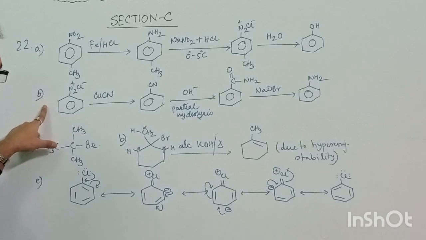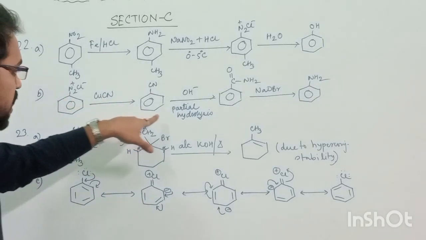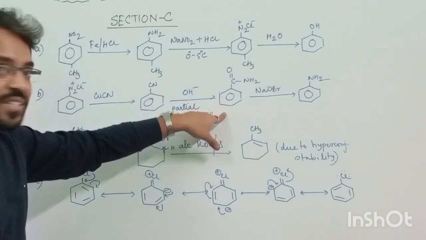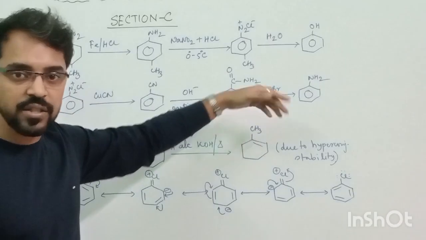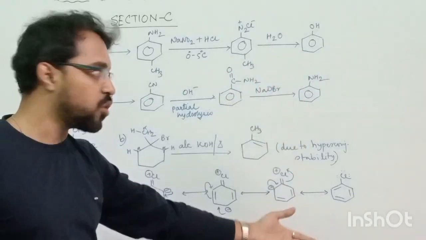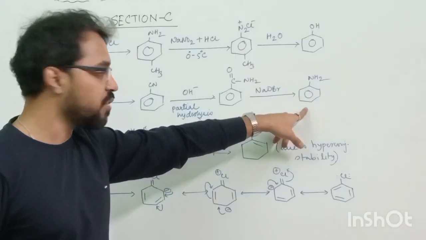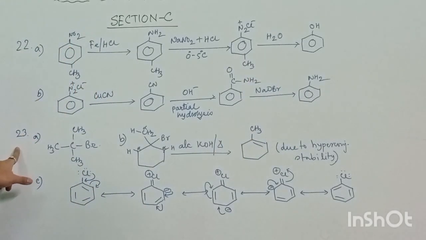Next is diazonium salt with CuCN, that is the Sandmeyer step. Cyanobenzene is formed, and after partial hydrolysis in alkali medium we get benzamide. Then the Hoffmann bromamide reagent NaOBr, often represented as Br2/NaOH. The C=O group will be eliminated and we will get aniline. Okay. Next is question number 23A.